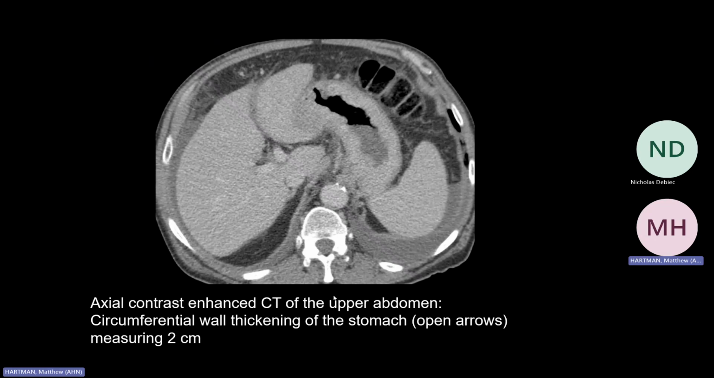Here's our first case. So contrast enhanced CT, we said the stomach is difficult to evaluate, especially without contrast, but these folds here, give you a couple seconds, that's the abnormality. Look a little bit too thickened, and the whole stomach is thickened, 2 centimeters. These are interactive arrows.